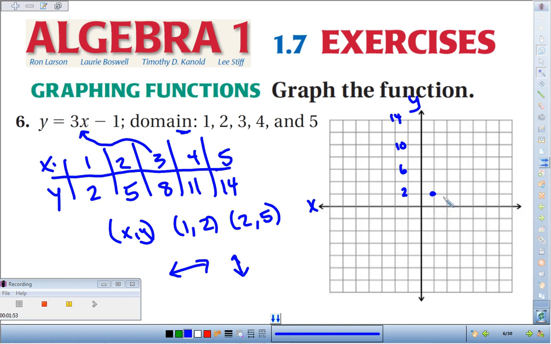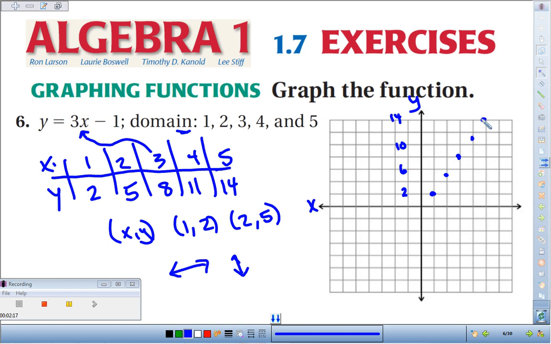Over 2, up, there's 2, 4, up 5 would be halfway there. 3, 8. Over 3, up 2, 4, 6, 8. 4, 11. Over 4, there's 2, 4, 6, 8, 10, and then 11 would be right there. And then over 5, up 14, right there.